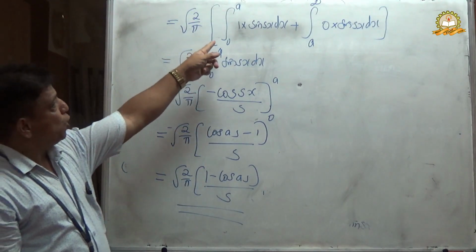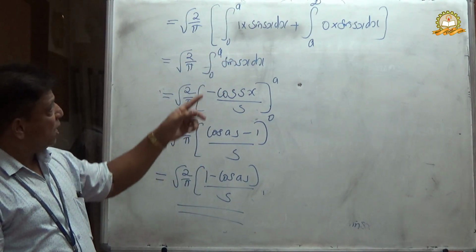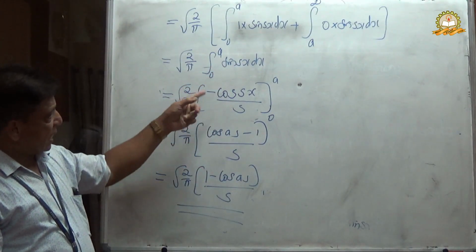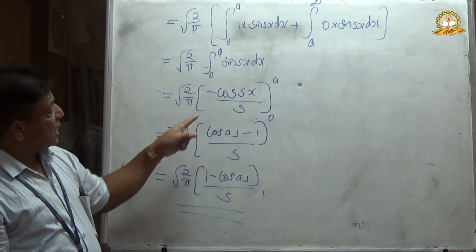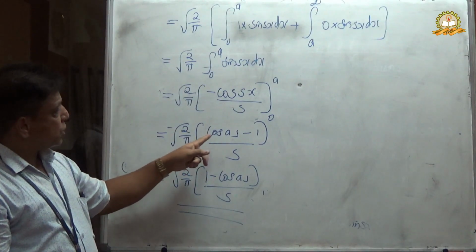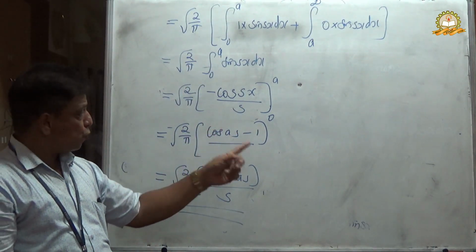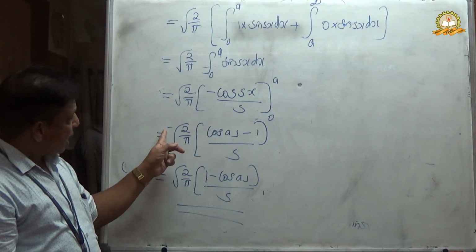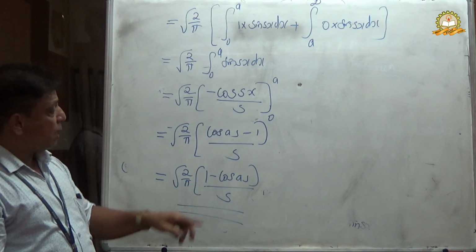By the property of definite integral, the second part will be 0 to a of sin sx. Just apply the formula for the integral of sin sx, which is minus cos sx by s. Applying the upper limit, cos as, and the lower limit, cos 0, the value of cos 0 is equal to 1, so we get cos as minus 1 divided by s. Take minus inside the bracket, then we get root of 2 by pi into 1 minus cos as.